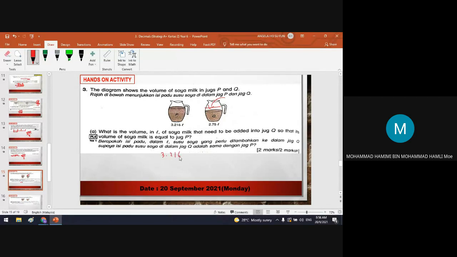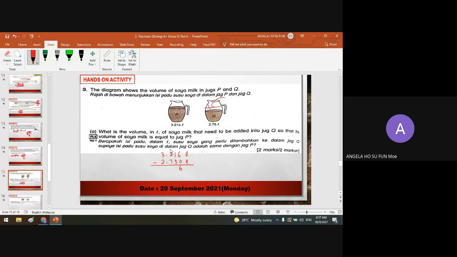0.466. Okay, write down this. Make sure your decimal point is aligned. Okay, you minus. So I add a 0 at the back so that I know 6 minus 0 is 6. 1 minus 5 not enough.